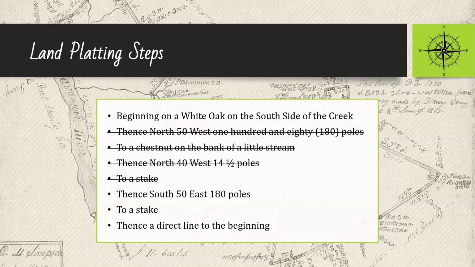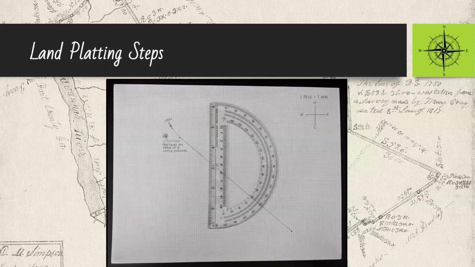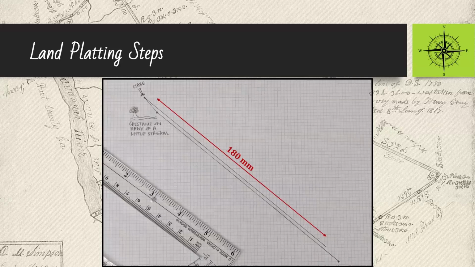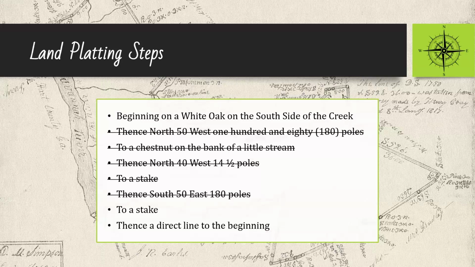Our next one says south 50 degrees east, 180 poles. So here we are. We still need to have this flat edge be vertical because now we're going south, but I flipped my protractor because now we need to head east. And reminder, when we're doing this, since we're now doing south, I need to measure up from the bottom of the protractor. So here's my little dot from the stake. And now we're doing south 50 degrees east. You can see that dot right there. And we needed another 180 millimeter line. Looks like this one also went to a stake. And then it says, thence a direct line to the beginning.